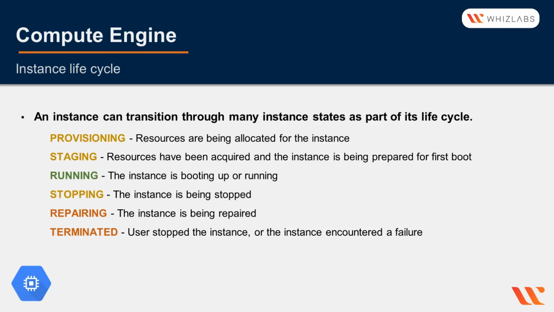An instance can transition through many states as part of its lifecycle. Provisioning. Here, resources are being allocated to the instance. The instance is not running yet. Staging. Here, the resources have been acquired and the instance is being prepared for first boot. Running. Here, the instance is running. You can connect to the instance shortly after it enters this state.